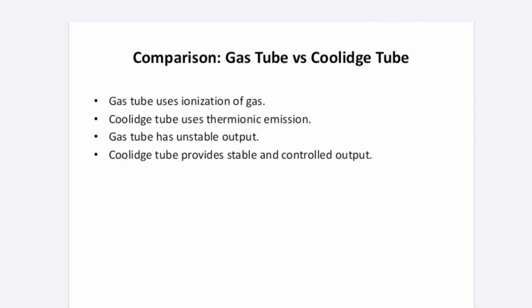Next is the comparison between the gas tube and the Coolidge tube. The gas tube uses the ionization of the gas, whereas the Coolidge tube uses the thermionic emission principle. The gas tube has an unstable output, whereas the Coolidge tube provides a stable and controlled output.